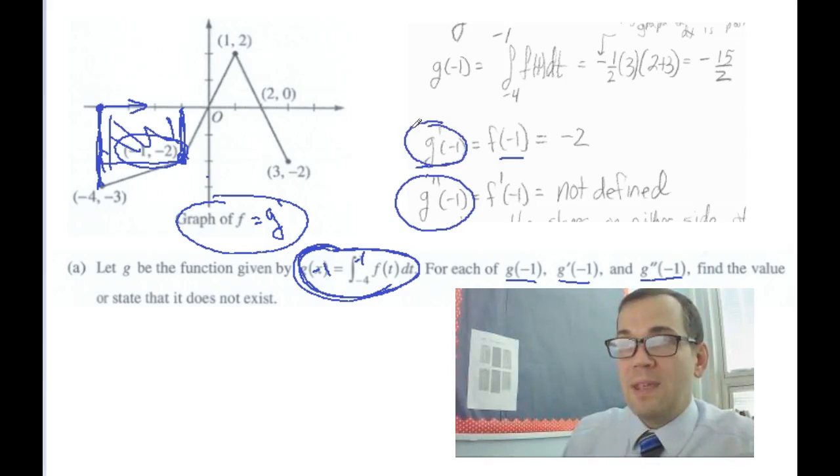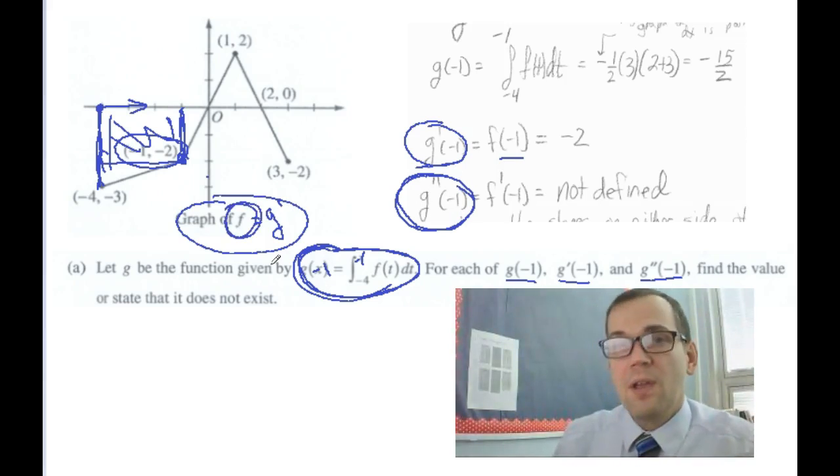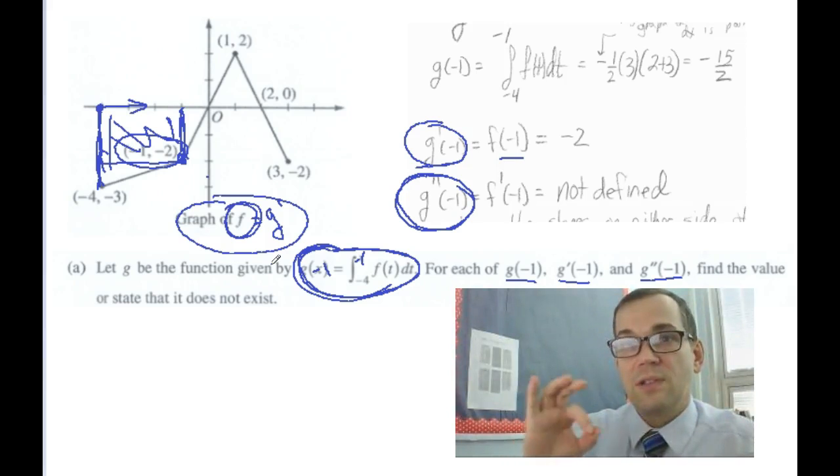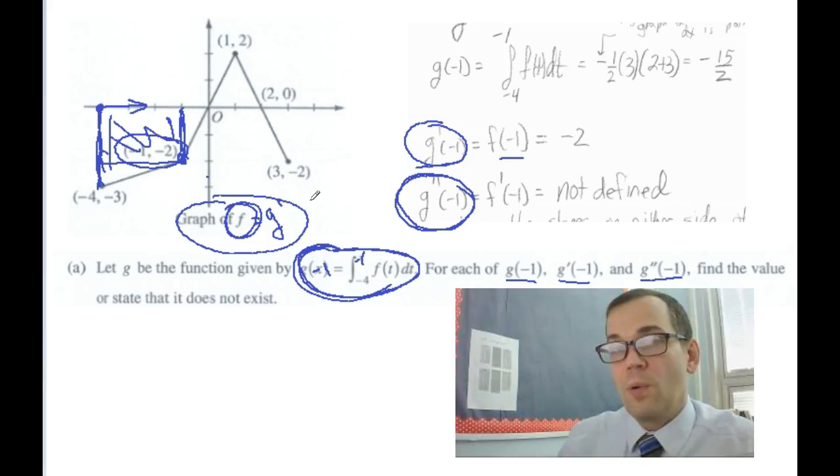Moving on to g double prime, well, that's this guy's derivative. And so that would mean that if I want to find g double prime, and I know that f is g prime, g double prime must be this guy's derivative. And now we have to interpret the derivative as the slope of the point. We have the graph of f. If I want to know about f prime, I want the slope of the point on f.